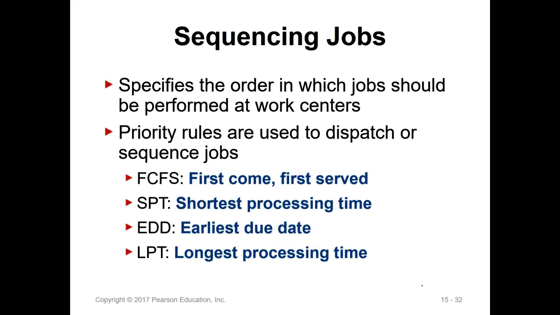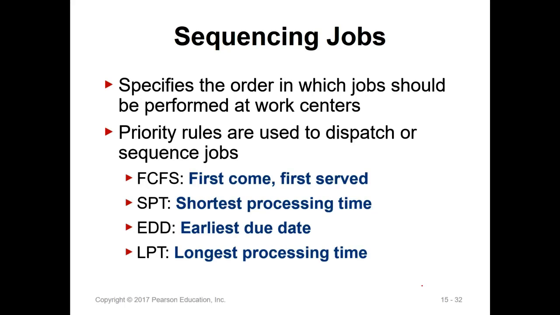And the next one is a sequencing job. The sequencing job is to specify the order in which the jobs should be performed at the work centers. This is used everywhere, for example in the operating room. How can the surgery be done? You have only 1 or 2 rooms, but you have 10 people waiting for surgery. And also you have machines, okay? Only 2 or 3 machines, but you also have to follow the sequence of which one will go first.